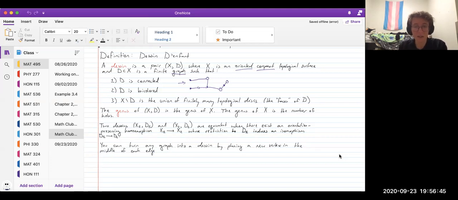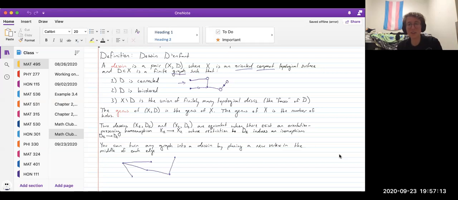And like I was saying before, in order for a graph to be part of a dessin, it has to be bicolored. And you might be like, but wait a minute, what if I have a graph that isn't bicolored and I really like this graph and I want to use it, right? So, here's just, maybe this is your graph.